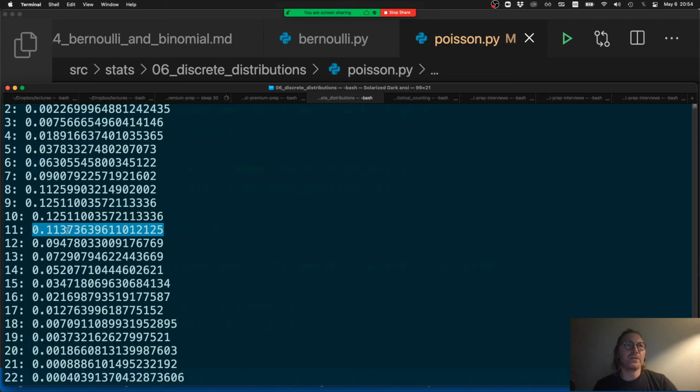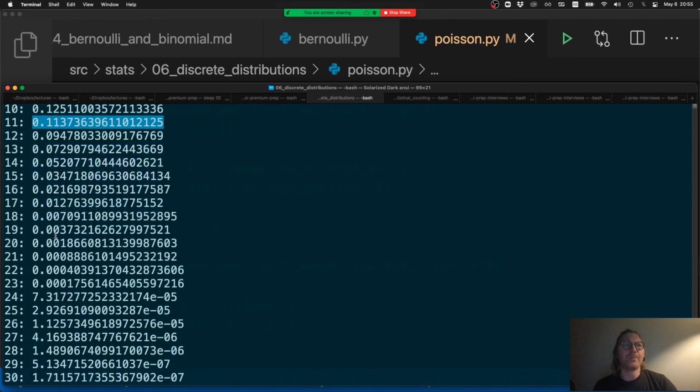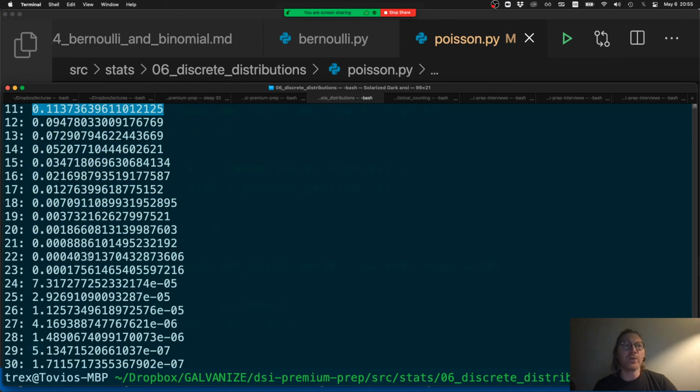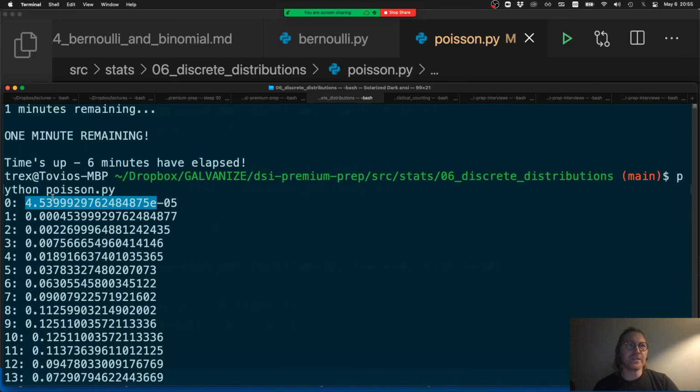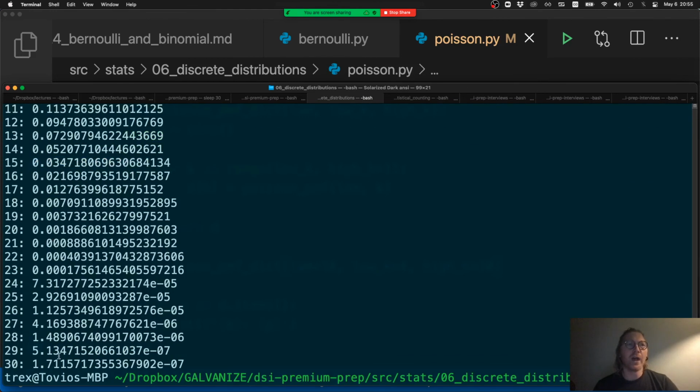There's near symmetry around 10, but remember, as we head toward infinity, we still retain probability, right? So this stops at 0 on the left side of the distribution, but trends toward 0 on the right side of the distribution.